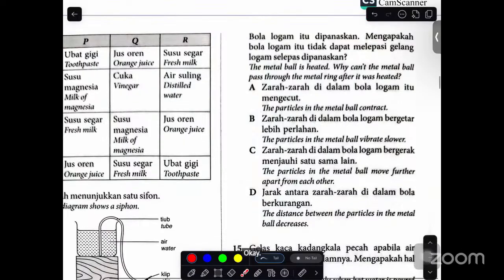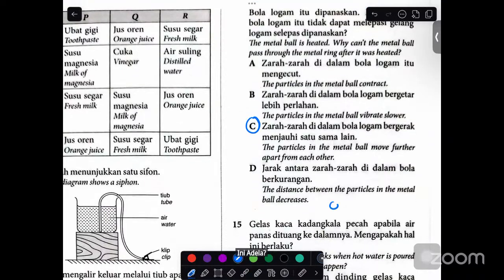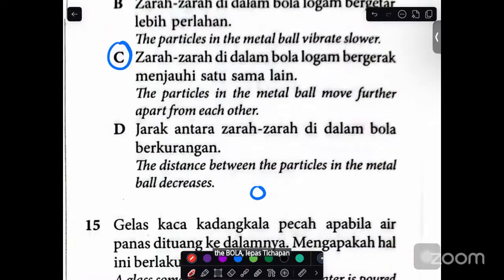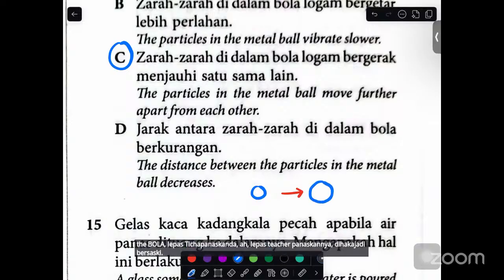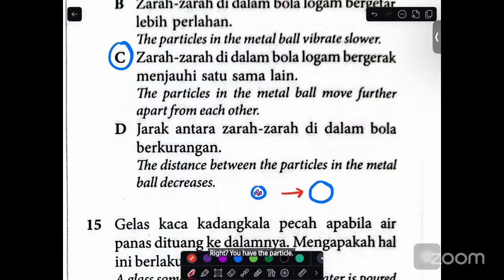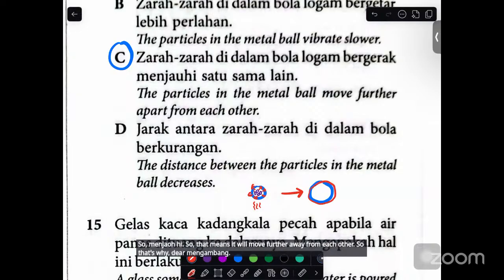Okay. Jawapannya C ya. So, pelajar yang tak dapat, ini adalah the bola. Lepas teacher panaskan dia, dia akan jadi besar sikit. Okay? Kenapa dia jadi besar? Because inside the ball, dalam bola tu ada zarah-zarah. Right? You have the particle. So, kalau teacher panaskan dia, nanti particle tu, dia akan bergerak. Okay? Dia bergerak menjauhi. So, that means it will move further away from each other. So, that's why dia mengembang. So, that's why jawapan dia adalah C.